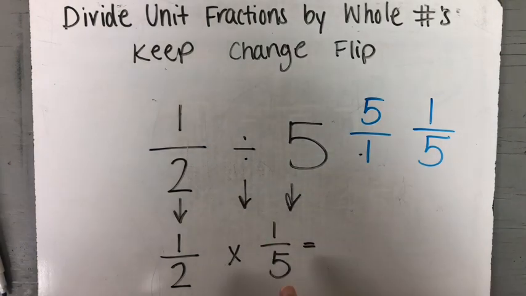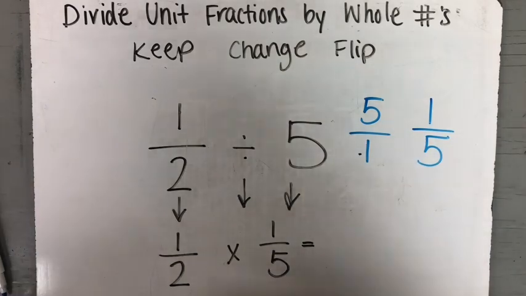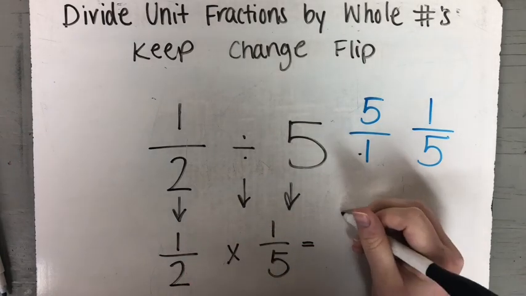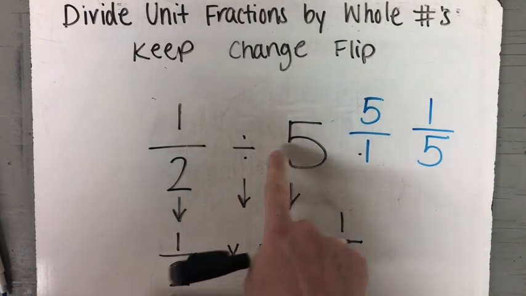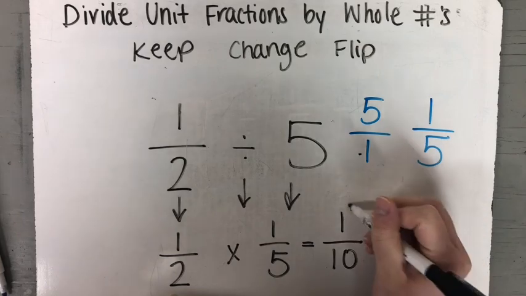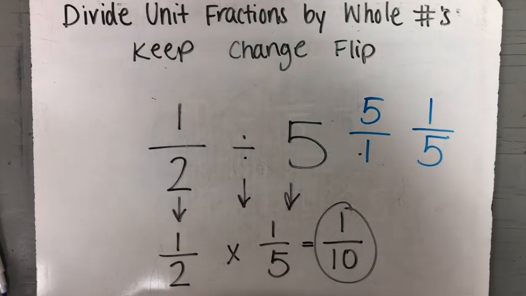Okay, so then when solving this problem, we need to look back at our multiplication steps that we followed with multiplying 2 fractions. You multiply the numerators, and then you multiply the denominators. So 1/2 divided by 5 gives me an answer of 1/10. Okay, let's look at another example.